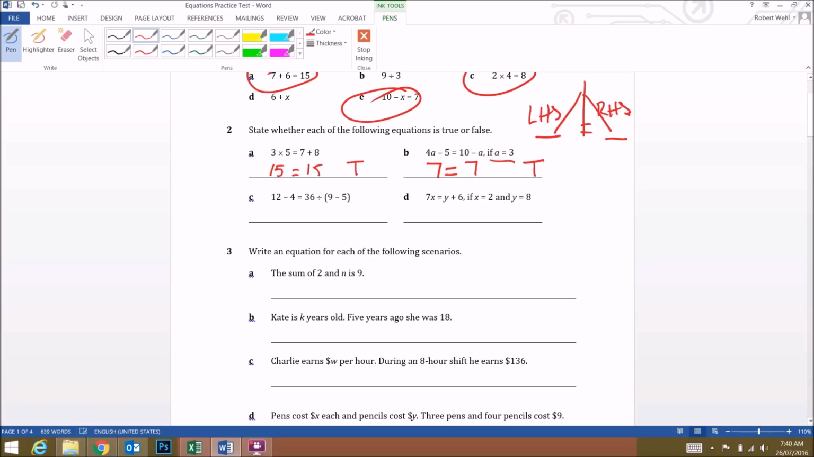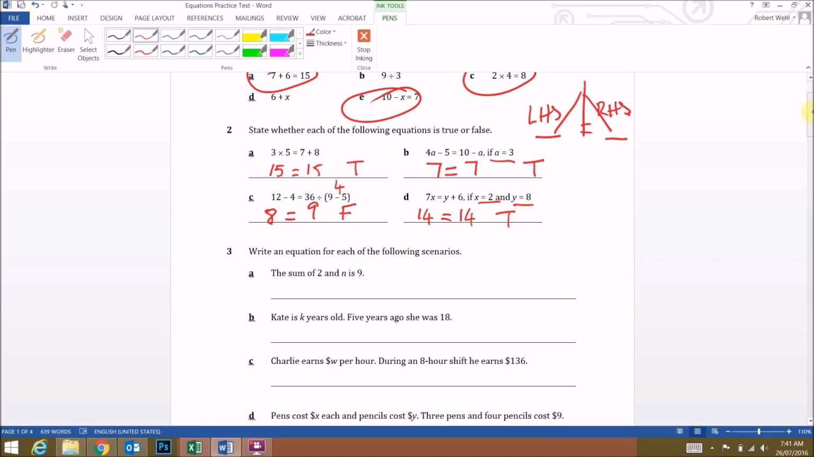C, 12 minus 4, which is 8, and 36 divided by 9 take 5, which is 4, equals 9. So that one is false because our two sides are different weights. For D, 7x equals y plus 6. X equals 2 and y equals 8. So 7x, 7 times 2 is 14. And y plus 6, so 8 plus 6 is also 14, which means that D is also true.